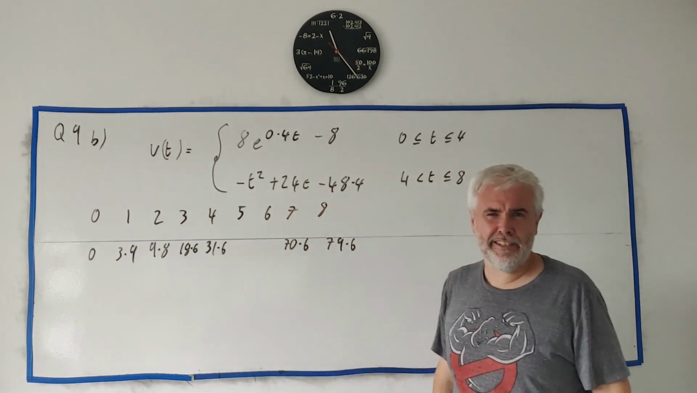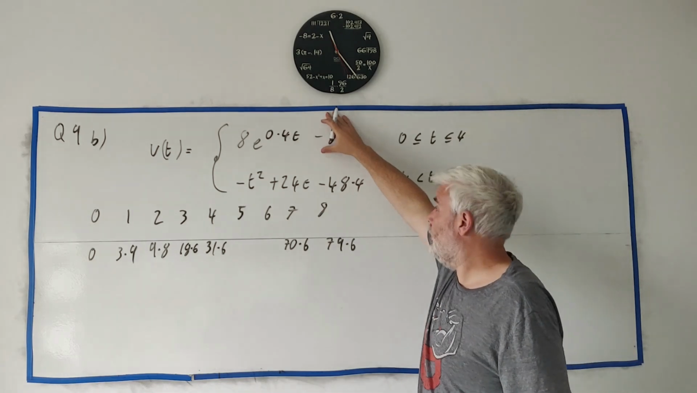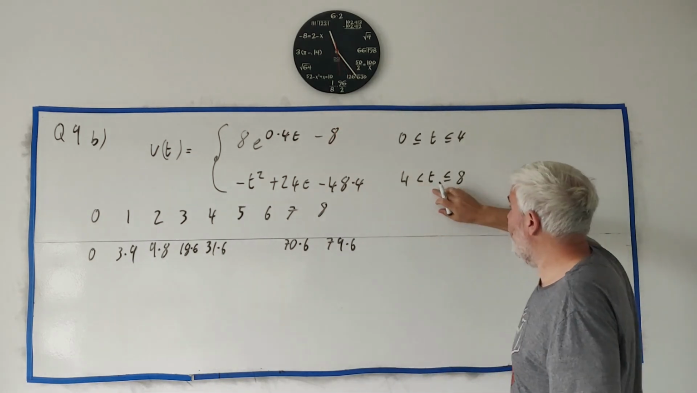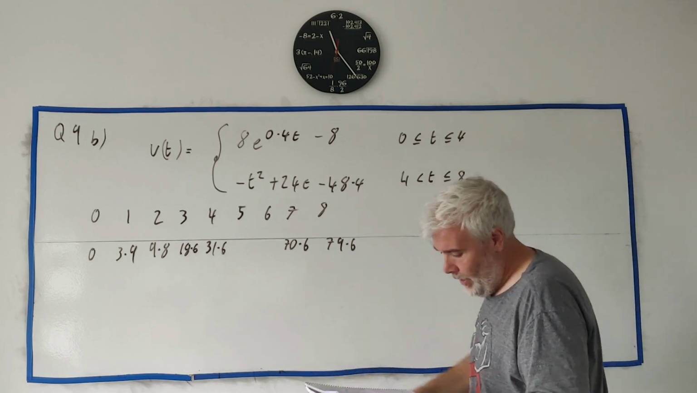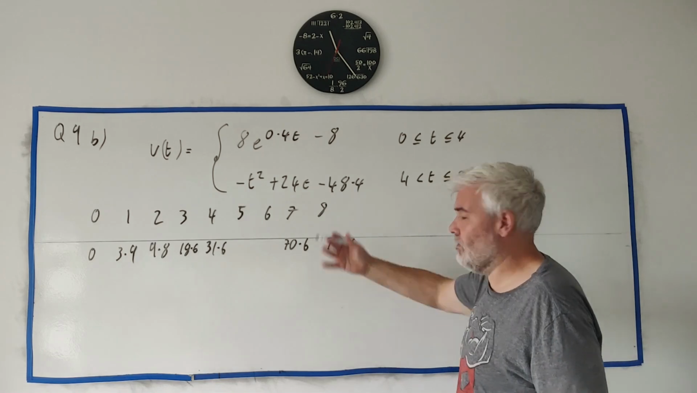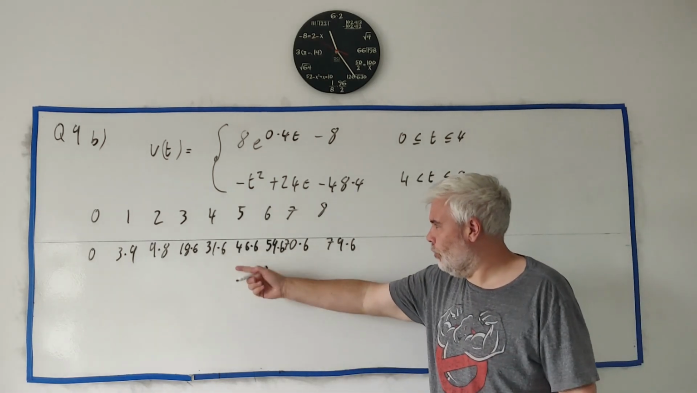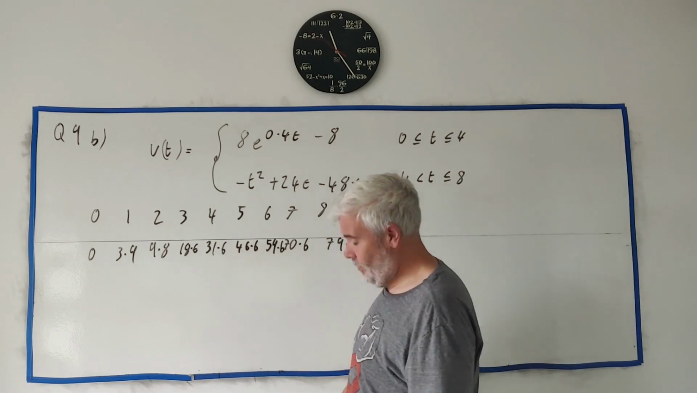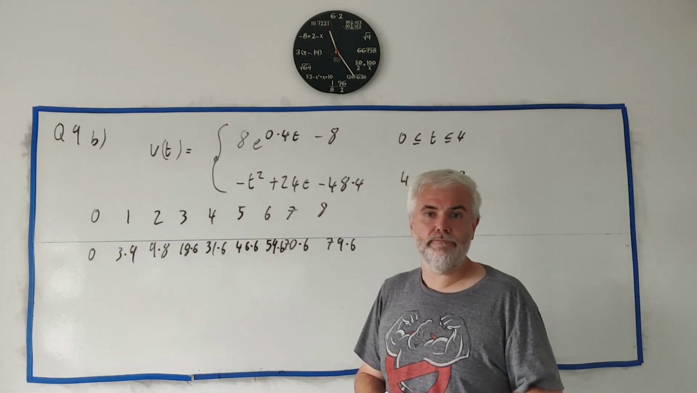Then we get slightly more difficult. For 5, you do not put it into this equation. You put it into this one, because 5 is now in this world. We're not in that world anymore. We're in this one. You put it in and you fill out all these numbers for 5 and 6. Okay, let me pause it and put that in. Okay, I haven't left much room, but 46.6 and 59.6 are the 2 answers I get there.